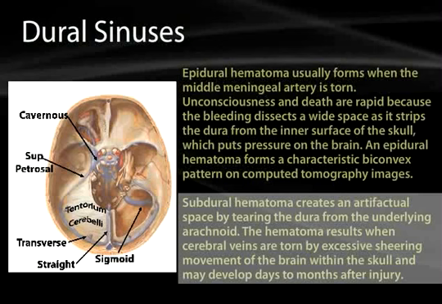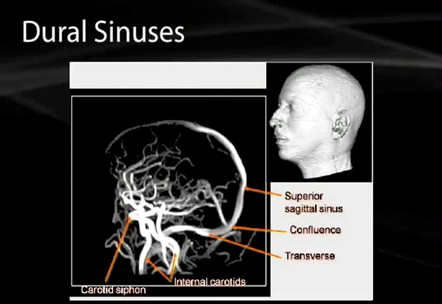space by tearing those bridging veins away from the dura. The hematoma will result when cerebral veins are torn by excessive shearing movements of the brain, and then these will happen slow sometimes and may take days or even up to months after an injury for signs and symptoms to progress.